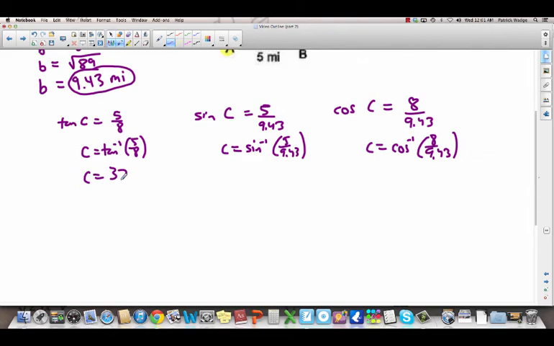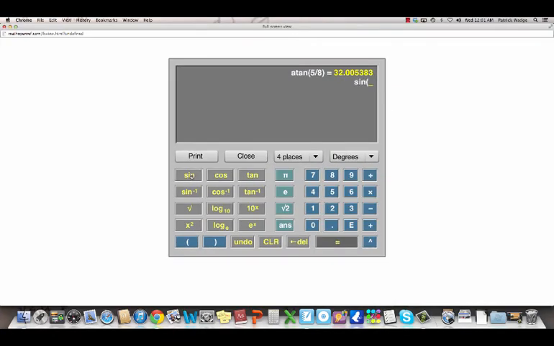Should we check another one and make sure it works? Why not? Inverse sine of 5 divided by 9.43. Should be very close. It might be just a tiny bit different because that 9.43 was a rounded answer. Whoa, I did something wrong. What did I do wrong? See that? I didn't put arc sine or inverse sine. I just hit sine. So I should have put inverse sine of 5 divided by 9.43 equals 32.02. Very, very close. Just a tiny bit different.